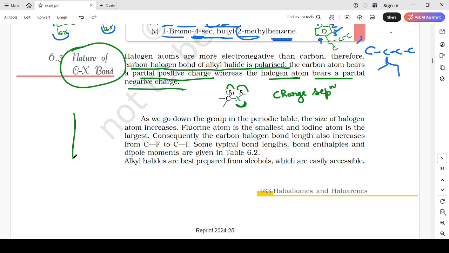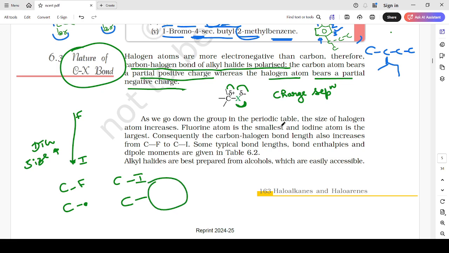As I am going down the group, what happens? Fluorine to iodine, as I am going down the group, we know very well the size increases. That means we are discussing between C-F and C-I. As I'm going like this, fluorine is small, iodine is too big. Fluorine atom is the smallest and iodine atom is the largest.